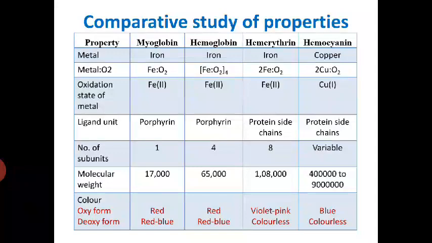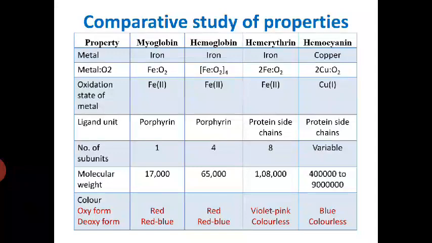The next property is molecular weight. The molecular weight of myoglobin is around 17,000 AMU, whereas hemoglobin, as it has 4 subunits, may be around 4 times 17,000, that is approximately 65,000. Then hemerythrin has 8 units, that's why its molecular weight is 8 times, that means 1,08,000. Whereas for hemocyanin, the molecular weight is also variable, from 4 lakhs to 90 lakhs.